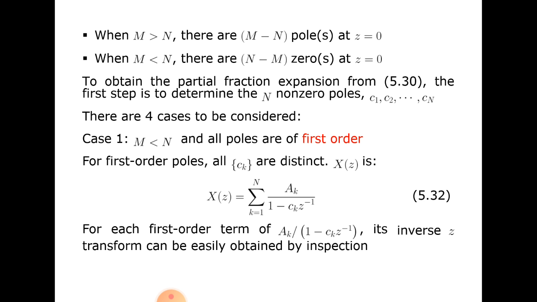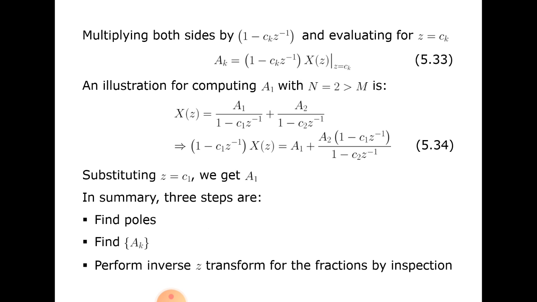Case 1: m less than n, with all poles first order and distinct, so all ck are distinct. Then x of z is equal to summation k equal to 1 to n of ak divided by 1 minus ck into z power minus 1. For each first order term ak divided by 1 minus ck into z power minus 1, the inverse z transform can be easily obtained by inspection. Multiplying both sides by 1 minus ck into z power minus 1 and evaluating at z equal to ck, ak is equal to 1 minus ck into z power minus 1 into x of z, evaluated at z equal to ck.